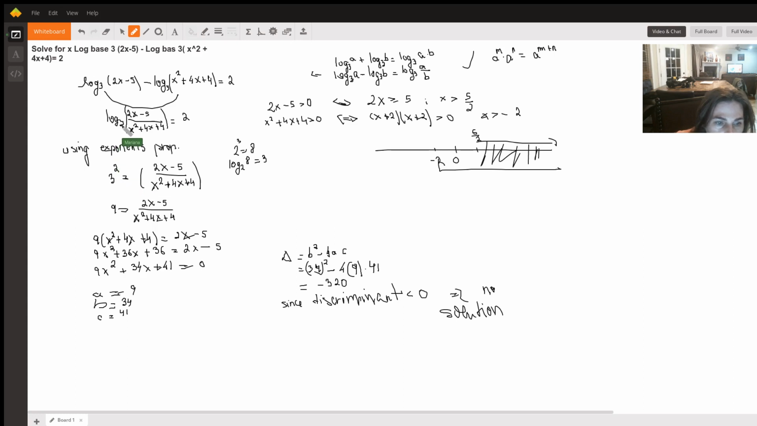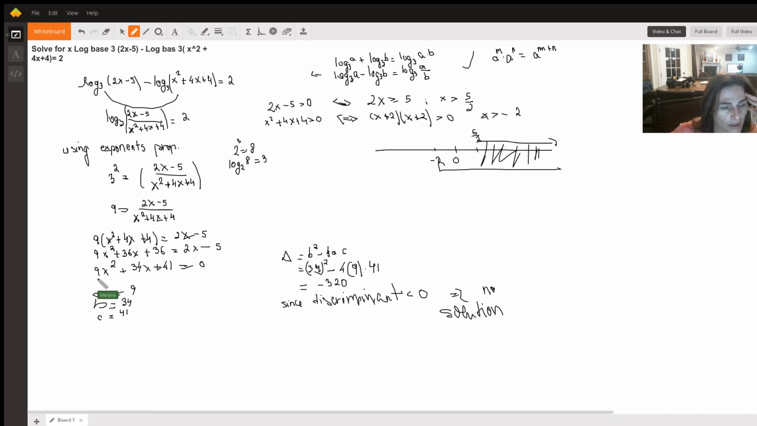So my base is 3, my exponent is 2, so I'm going to write 3 to the power of 2 equals (2x minus 5) divided by (x to the second plus 4x plus 4). From here, I'm just going to solve this rational equation. I'm going to cross multiply: 9 times (x to the second plus 4x plus 4) equals 2x minus 5. Then I'm going to put everything in standard form because I want to solve a quadratic equation. So I'm going to move everything to one side, subtract 2x, and add 5. My result will be 9x to the second plus 34x plus 41 equals 0.